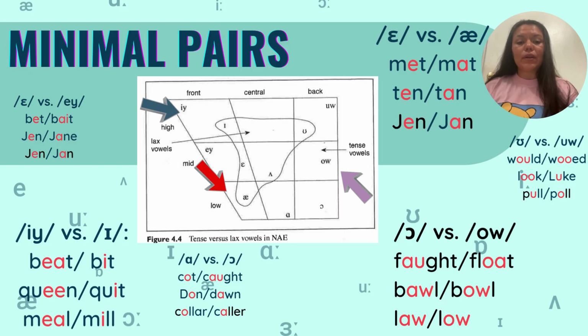Now, our final example is going to be the ah and o sound. Again, we see these sounds here at the bottom of the quadrant, and we hear them in the words fought and float, ball and bowl, law and low.